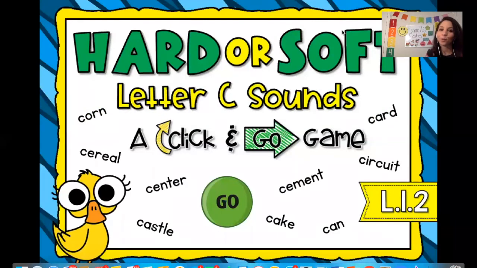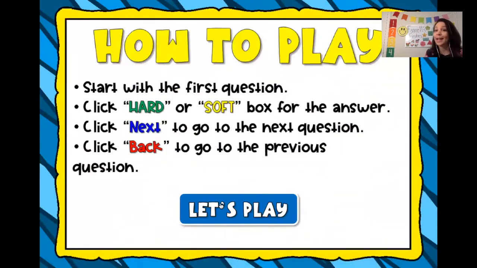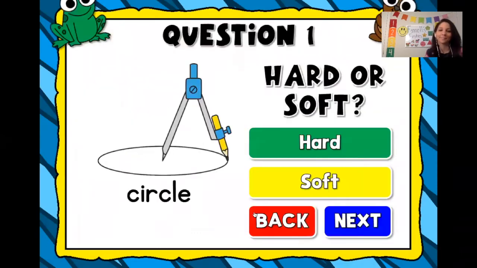All right, boys and girls, we're going to play a game called Hard or Soft Letter C Sounds. I'm going to pause for a second and let you guys shout out the answer. So make sure you're paying attention. Here we go. Let's play. How to play. Start with the first question. Click hard or soft box for the answer. Click next to go to the next question. Click back to go to the previous question. Let's begin.